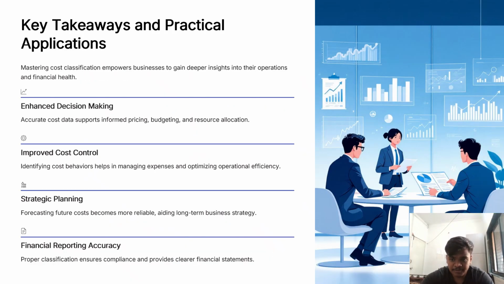Coming to the next slide, conclusion. The key takeaways to conclude: understanding cost classification helps business in many ways. It supports decision making, helps control expenses, improves planning, and strengthens financial reporting. In short, when the business understands its cost clearly, it can manage them better, operate more efficiently, and become more profitable.